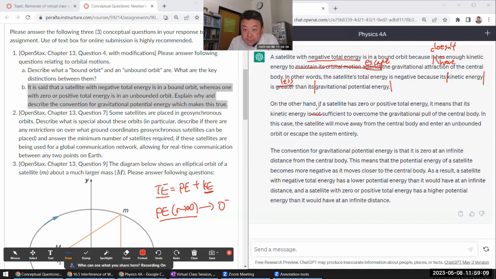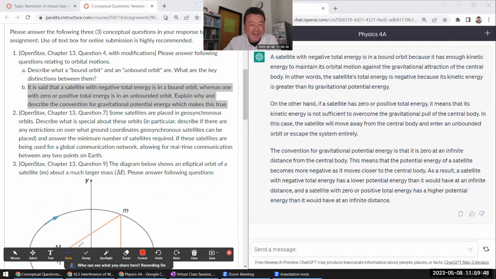I guess just cross out that "not", and the rest of the answer is fine. Well, the convention is, this is kind of what I was describing: the potential becomes more negative, and a satellite with negative total energy has lower potential energy. And that is correct. So it just had some odd errors in the first and second paragraph. If this was a student giving this answer, I would say that's mostly correct. Of course, when it's ChatGPT, if it's wrong about one significant thing, it's just entirely wrong. No mercy. All right, let's look at the next question.